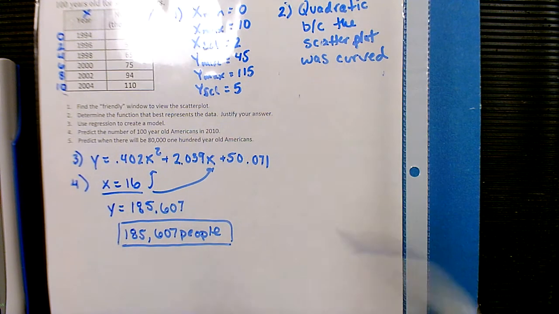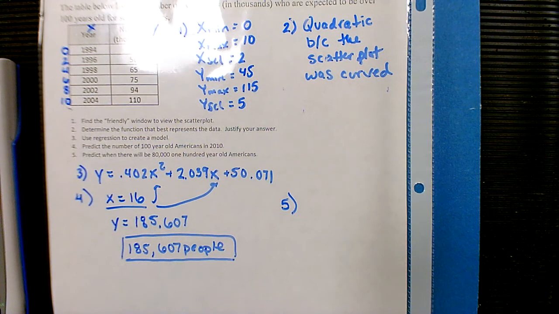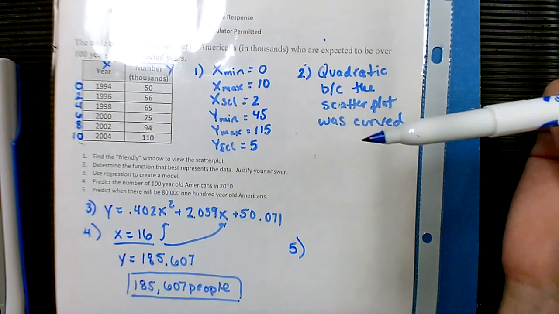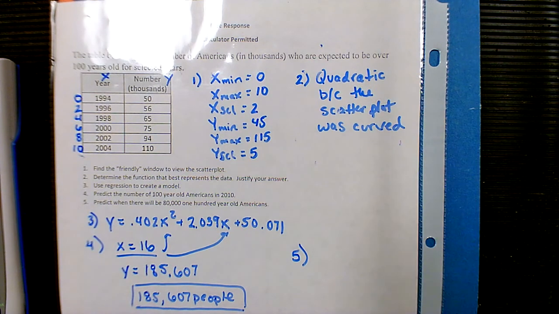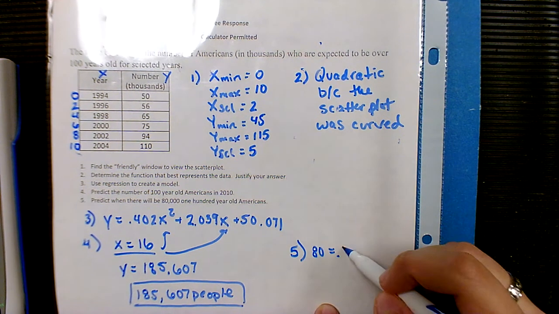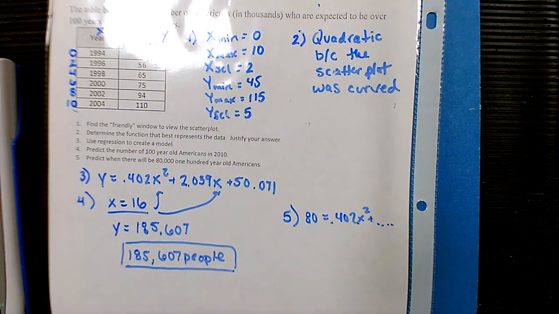Let's go ahead and check out 5. Predict when there will be 80,000 100-year-old Americans. How can we use the equation to help us with that one? Yes, okay, so notice how the y values are represented in thousands. So you should be plugging in a thousands number. This is 80,000, so we're going to plug in 80 for that y value. And then you can have the rest of your equation.